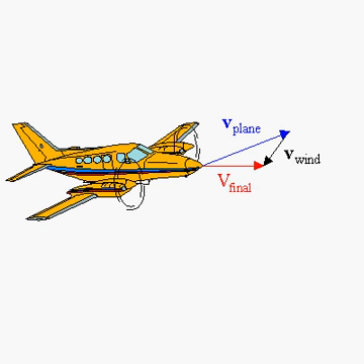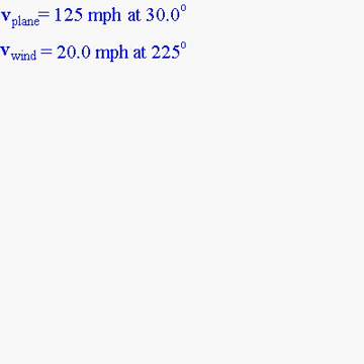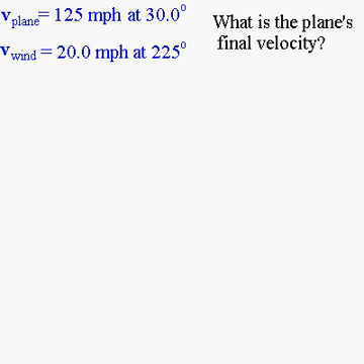Well, in this particular example, we're dealing with a plane that is being flown with a velocity of 125 miles per hour at a direction of 30.0 degrees. In the absence of wind, this would be the plane's velocity. However, in the example, there is wind. The wind is blowing at 20.0 miles per hour at a direction of 225 degrees. And the question is, what's the plane's final velocity?